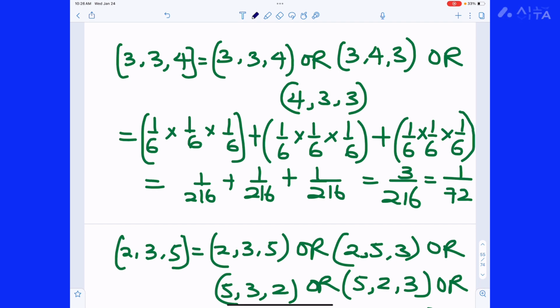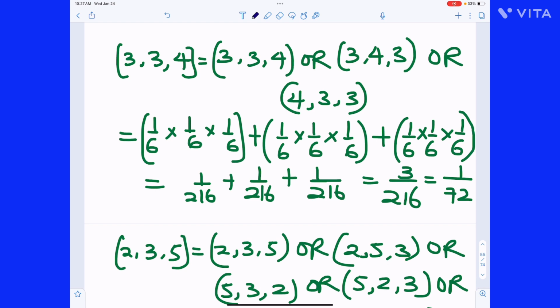If we label the dice die A, die B, die C, it's possible that die A gives 3, B gives 3, C gives 4. Or die A gives 3, B gives 4, C gives 3. Or on die A 4 shows up, on die B 3 shows up, and on die C 3 shows up. Those are the three different ways of getting 334.